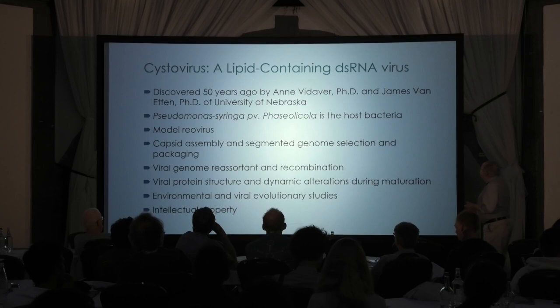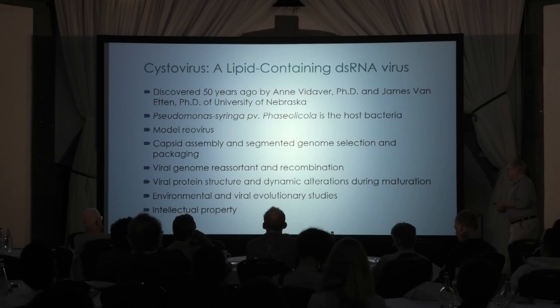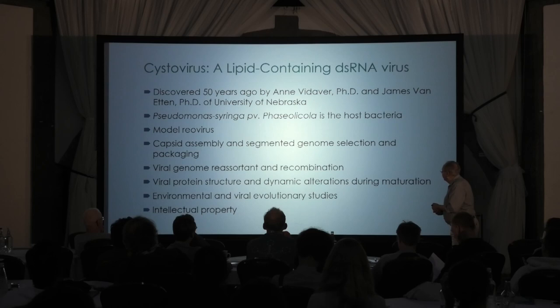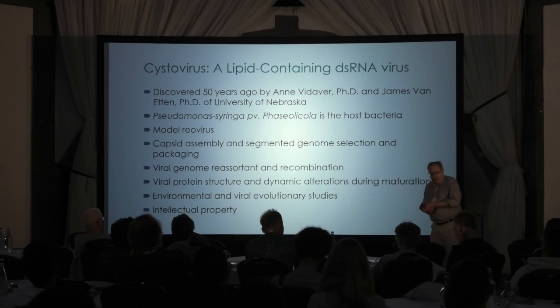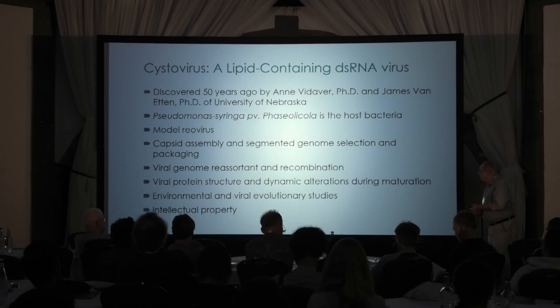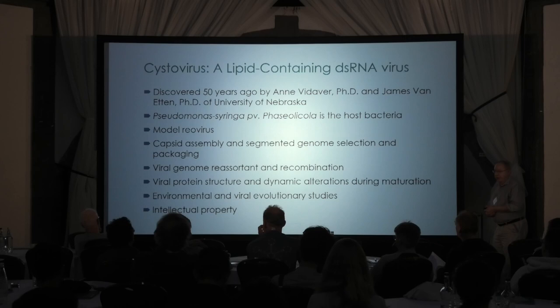The cystovirus is a lipid-containing double-stranded RNA virus. It was discovered, obviously, 50 years ago in the laboratory of Anne Vidaver and James Van Etten at the University of Nebraska. It's a Pseudomonas virus that infects Pseudomonas syringae pv. phaseolicola as its host. And we considered it a model real virus, for reasons that we'll look at momentarily. The capsid and assembly and the segmented genome selection and packaging were questions of great importance to us, making it real virus-like. We think in some ways it's similar to the previous discussion, and I had an image that I'll show again.